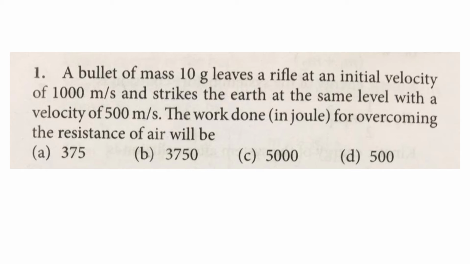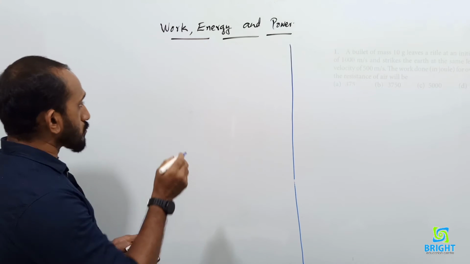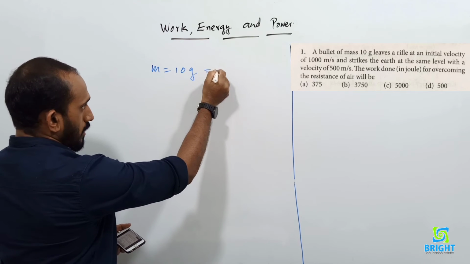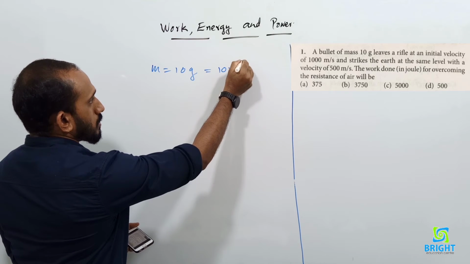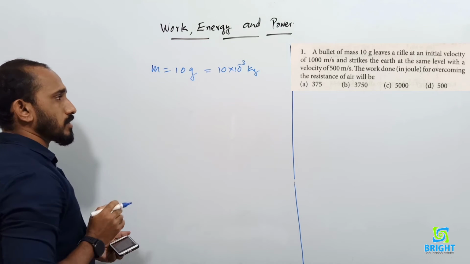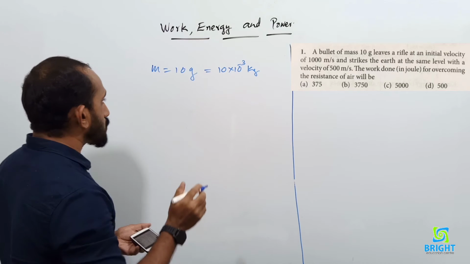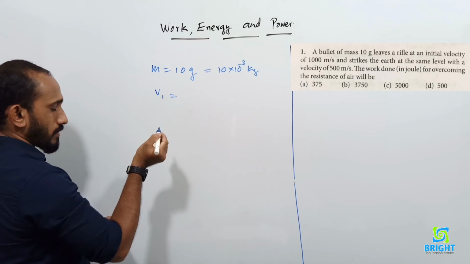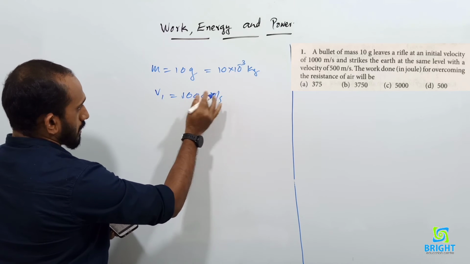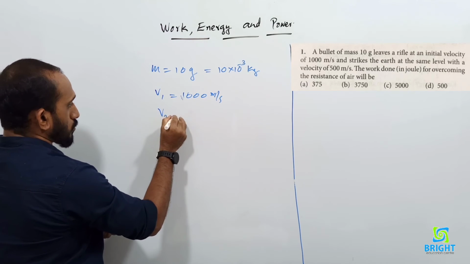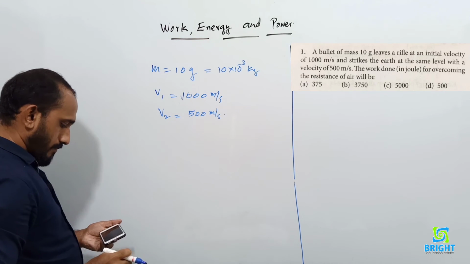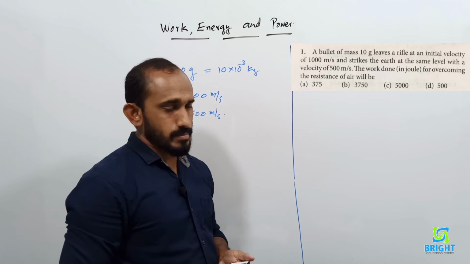So in this question, we have mass of the bullet is given, m is equal to 10 gram. You have to convert to kilogram, that is 10 into 10 raised to minus 3 kg. 1000 gram is 1 kilogram, so minus 3 you have to multiply with. And initial speed is given and the final speed is given. V1 is equal to 1000 meter per second and V2 is given as 500 meter per second, it strikes the earth with.